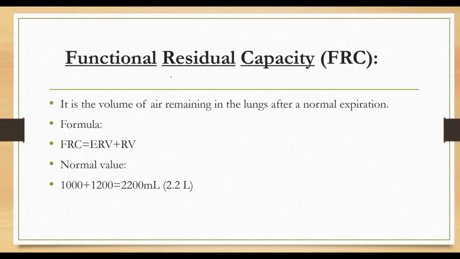Functional residual capacity. It is the volume of air remaining in the lungs after a normal expiration. Here is the formula: FRC equals ERV plus RV. FRC means functional residual capacity, ERV expiratory reserve volume plus RV residual volume. Here is the normal value: 1000 plus 1200 equals 2200 ml, that is 2.2 liter.